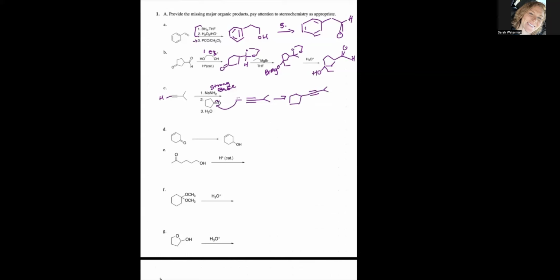And our oxygen. Yeah, and then we'll do our acid workup step, right? Which will leave us with our alcohol and 1, 2, 3. There. And so this could be either H2O or H3O plus, either one, but all we're doing is just protonating here.